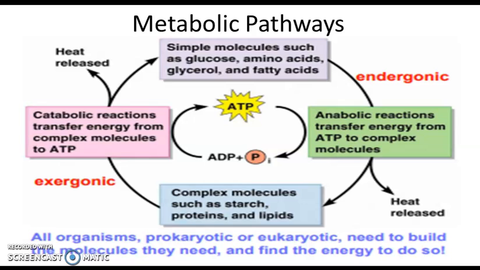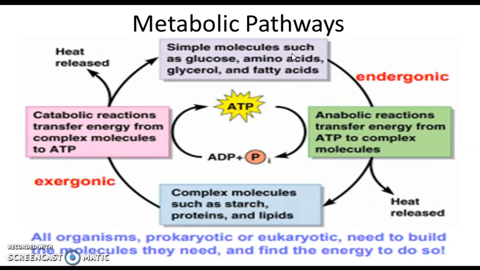Next is the metabolic pathway in brief. For example, first we can discuss exergonic reactions, in which catabolic, energy-releasing reactions transfer energy from the complex molecule to ATP, and the simpler molecules such as glucose, amino acids, glycerol and fatty acids are formed, and heat is released at the same time. This may then result in the synthesis of glucose and amino acids by breaking down and transferring energy.